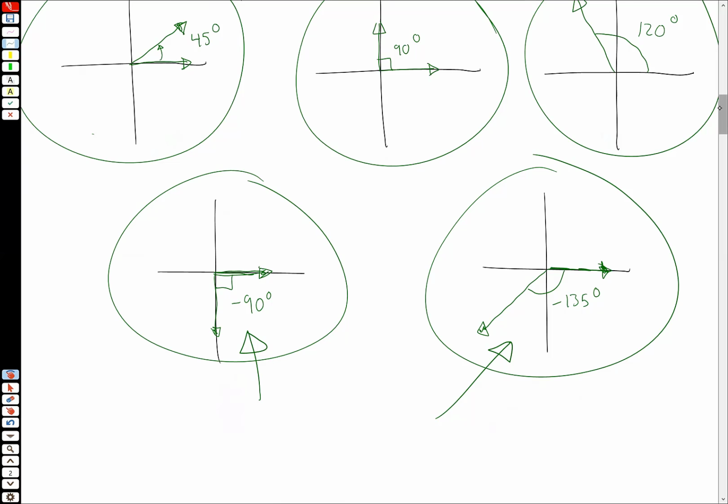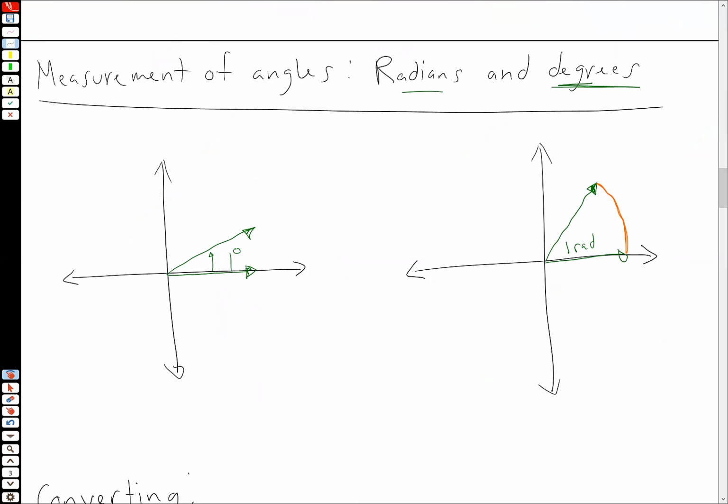Now, I've been using degrees up to this point because hopefully everyone's mostly comfortable with that. But remember, there's two ways we can measure angles. We can either measure them in degrees or radians. What I recommend for you all is to get comfortable with radians, because radians is usually what other sciences use, and you'll see it in other classes. But remember, there's always a way to go back and forth, which we'll talk about in a second.